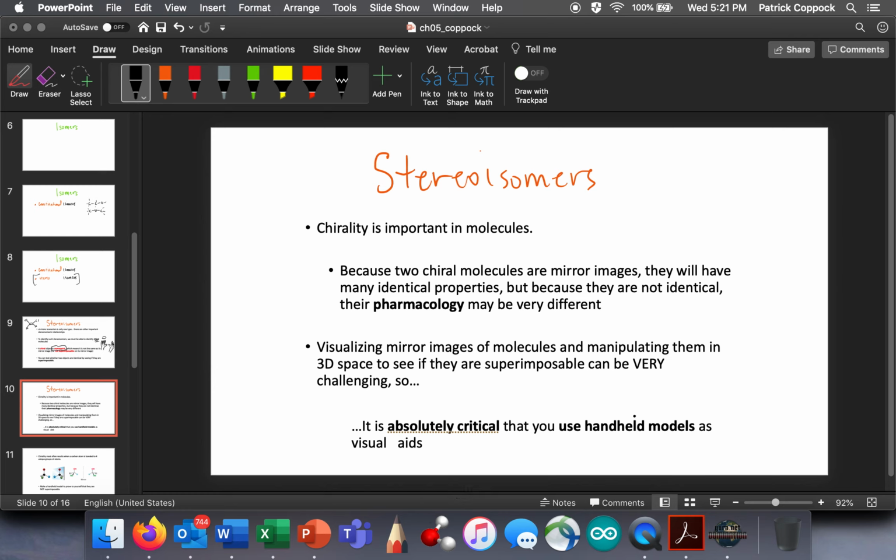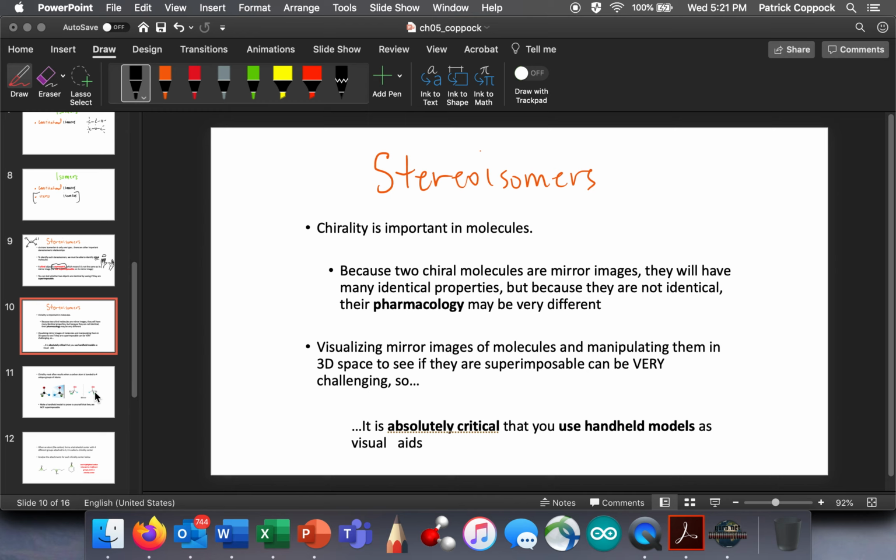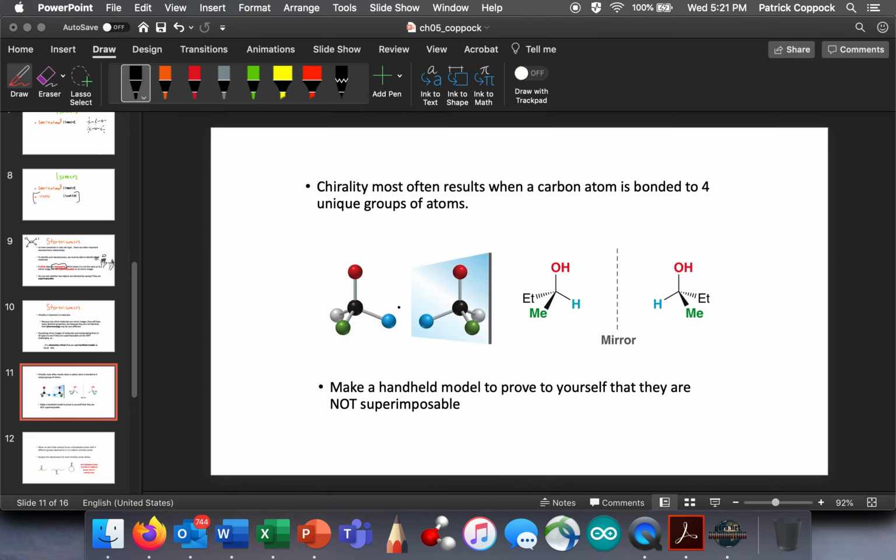It is absolutely critical that you use handmade or handheld models as visual aids. Let me give an example of a chiral molecule. By the way, it's always going to be some atom, often carbon, with 4 unique things coming off of it: red, white, green, and blue, right? And if you've got 4 unique things coming off, X, Y, Z, and A. Those are 4 distinct substituents, right? And if it's 4 distinct substituents, then you know that that carbon right there is chiral.